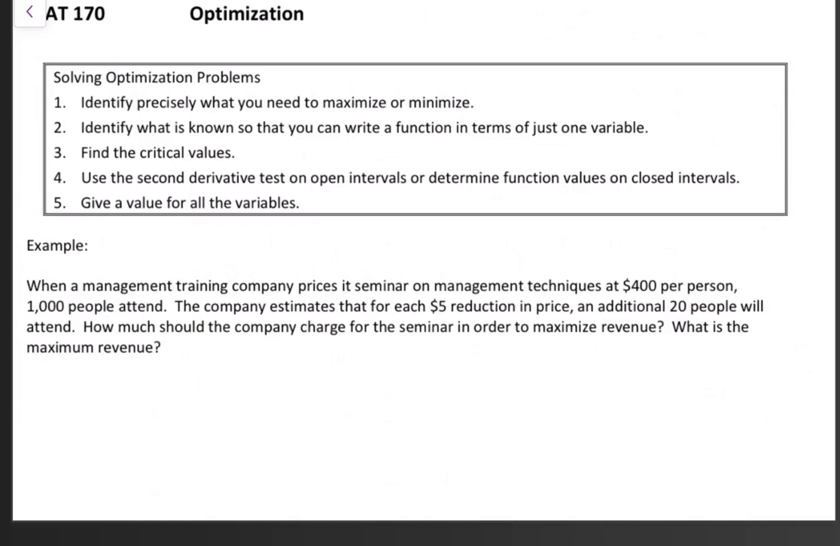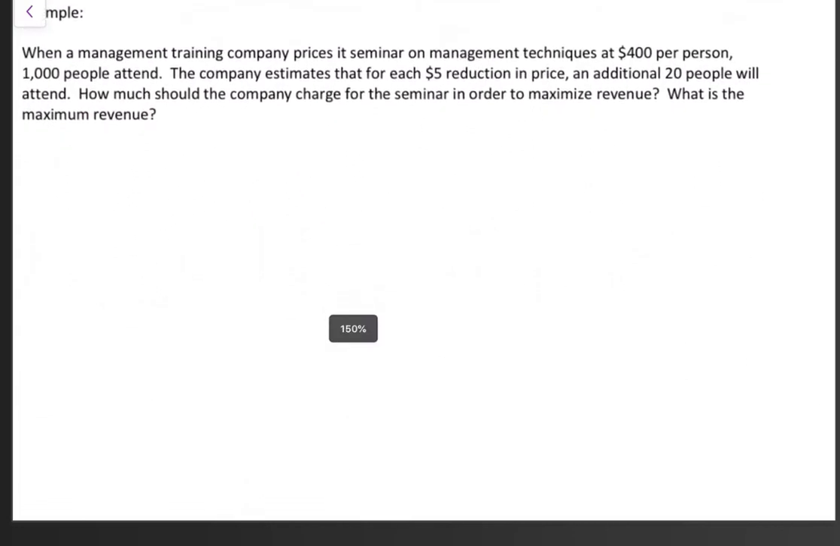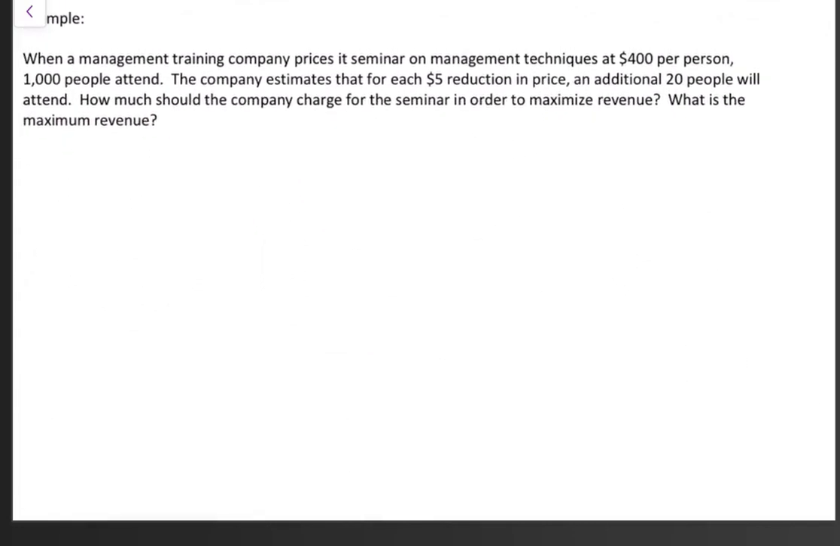So let's take a look at this example here. When a management training company prices its seminar on management techniques at $400 per person, they get 1,000 people to attend. So now, as I am reading through this problem, I'm going to jot down information that I might need to do the solving. So the first thing was, we know that at a cost of $400, so my cost is $400 per person, that yields 1,000 people attending.